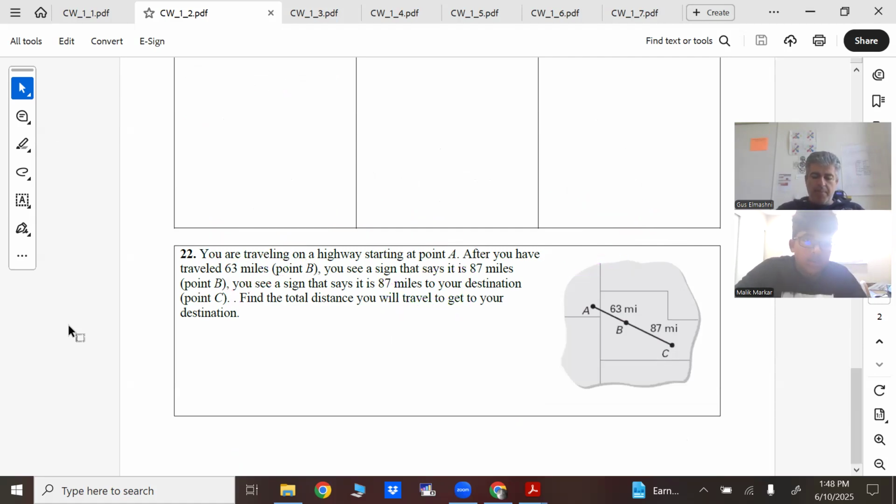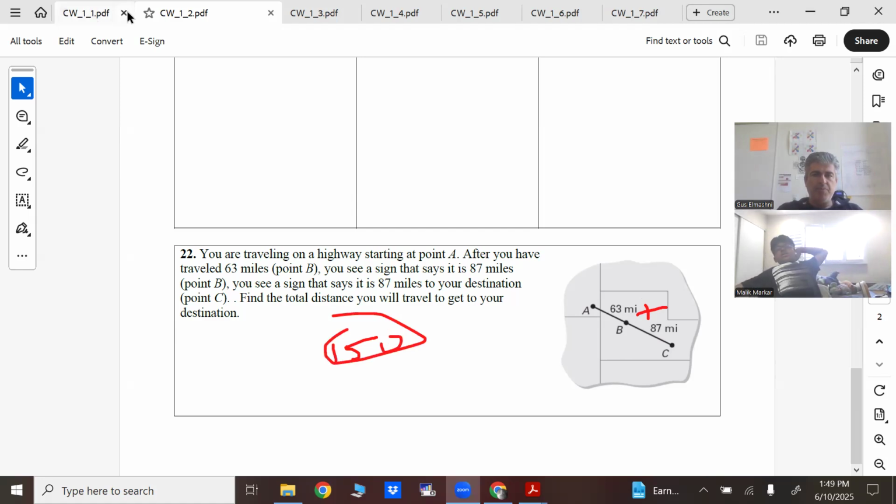Okay, you're traveling on a highway, starting at point A. After you travel 63 miles, you see a sign that says it is 87 miles to point B. Wait, hold on, what? That just seems weird the way it's written. Fine, I mean, that's easy. That's just 150. I'll just add them. Yeah, it's not that hard. So that's pretty simple. We got there pretty fast, actually.